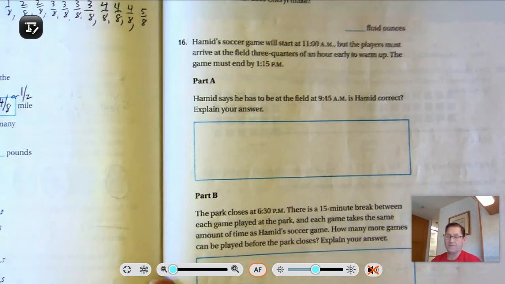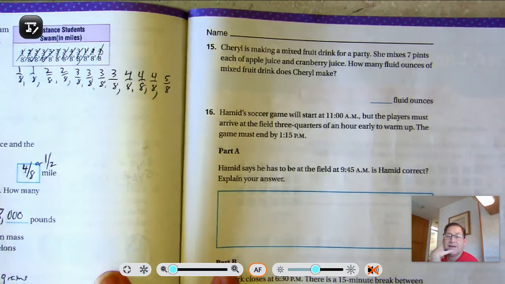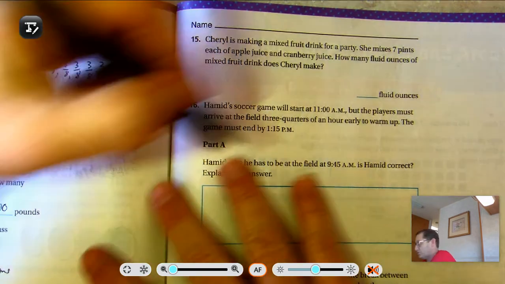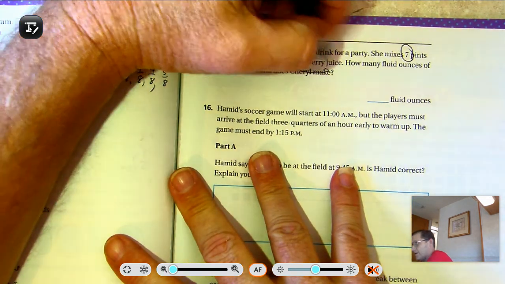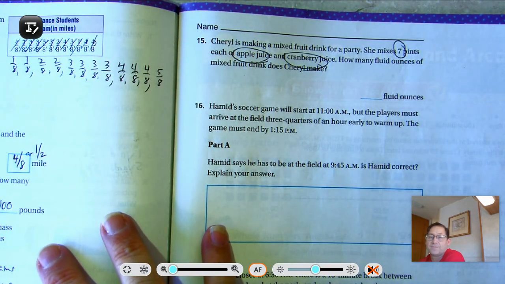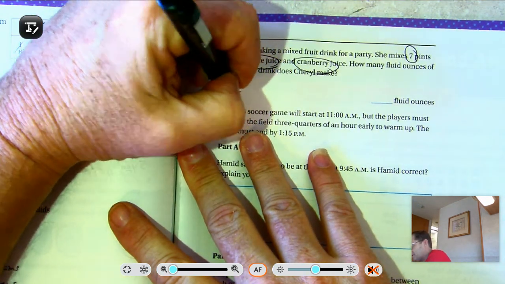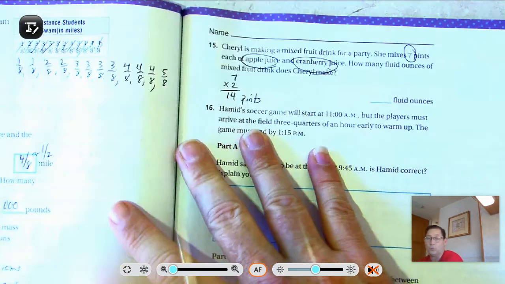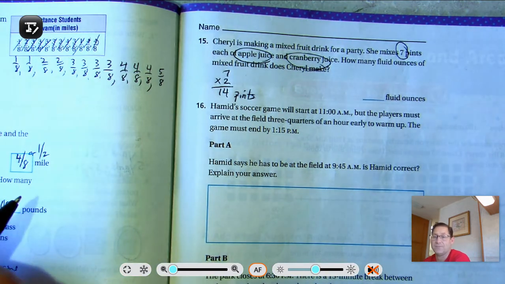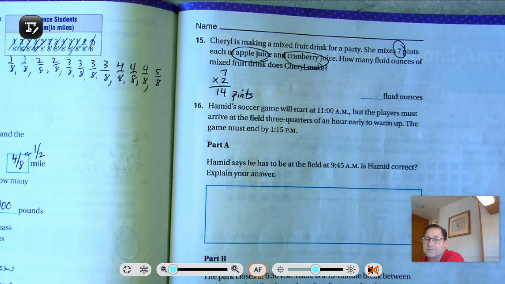Page 521, number 15. Cheryl is making a mixed fruit drink for a party. She mixes 7 pints each of apple juice and cranberry juice. How many fluid ounces of mixed fruit drink does Cheryl make? Okay, so first it's 7 times 2, which would be 14 pints total. She has two different types of juice, mixing those together to get 14 pints. Every pint has 32 fluid ounces.